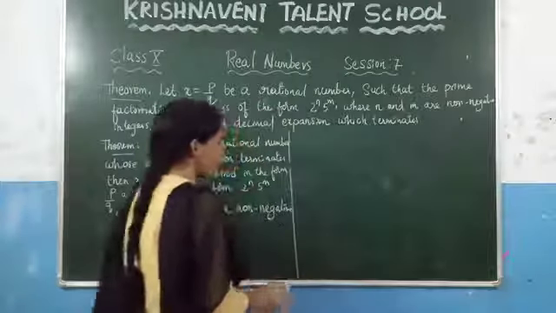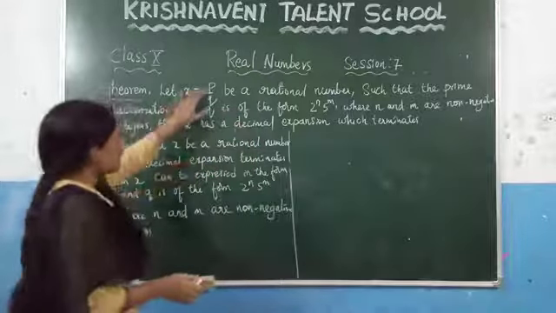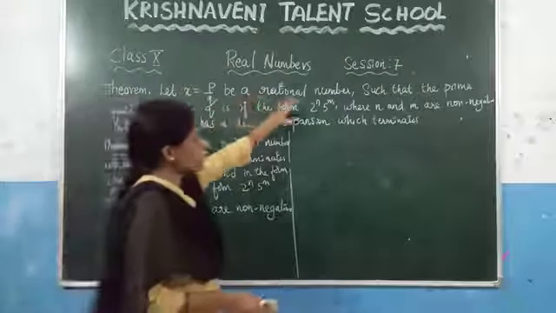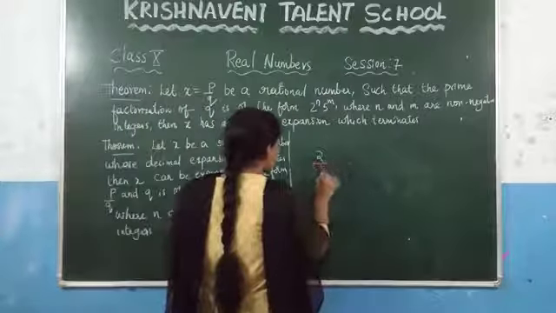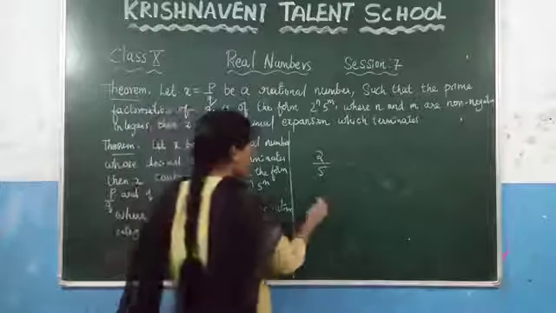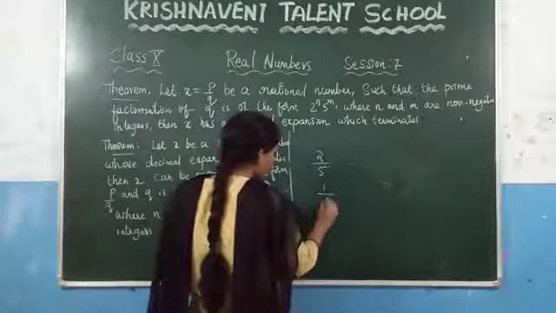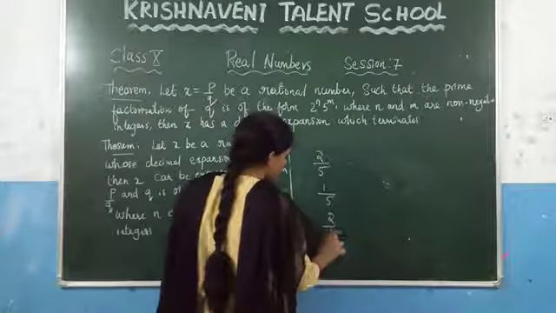Here is what the theorem says. Let x = p/q be a rational number. That means you have to take any rational number which is in the form of p by q. Let us take the number 2 by 5, and you can consider 1 by 5, and you can consider 2 by 16.